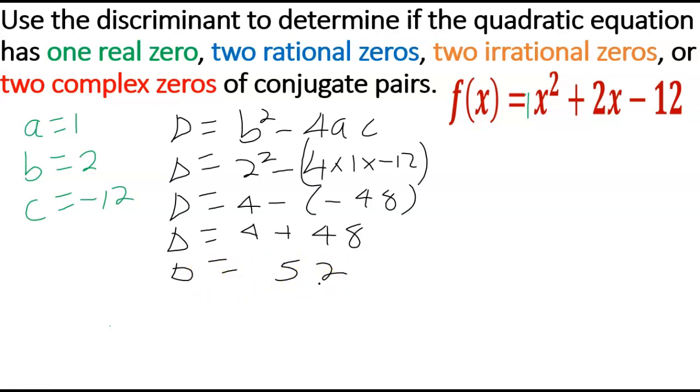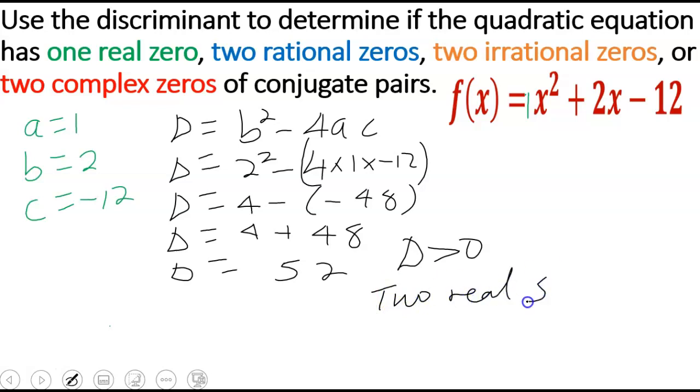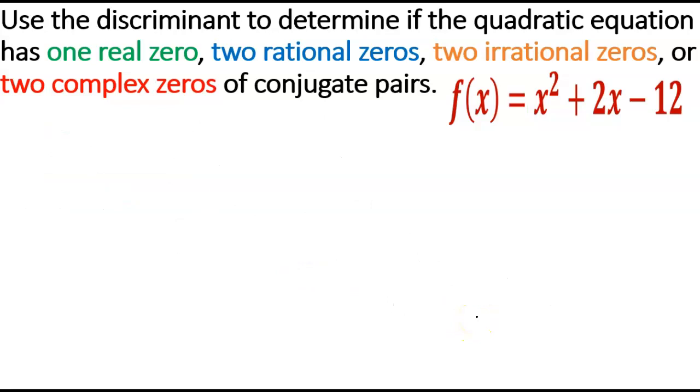Since the discriminant is greater than 0, that means it's positive, which means there are two real, different solutions. Now, 52 is not a perfect square, so they are just real solutions. They could be rational or irrational. So it is irrational, but if it is a perfect square, then it is sure to be rational.